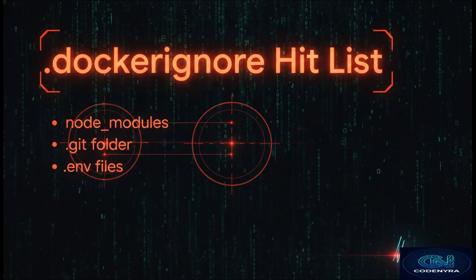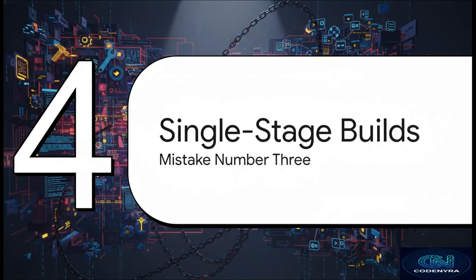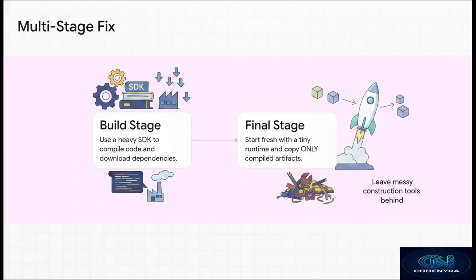Keep that context lean, and your builds will start almost instantly. Next up, Section 4, mistake number 3, single-stage builds. To fix the single-stage trap, we bring in multi-stage builds. Really, this is the ultimate optimization maneuver. Instead of relying on one massive container, you split the whole process up.